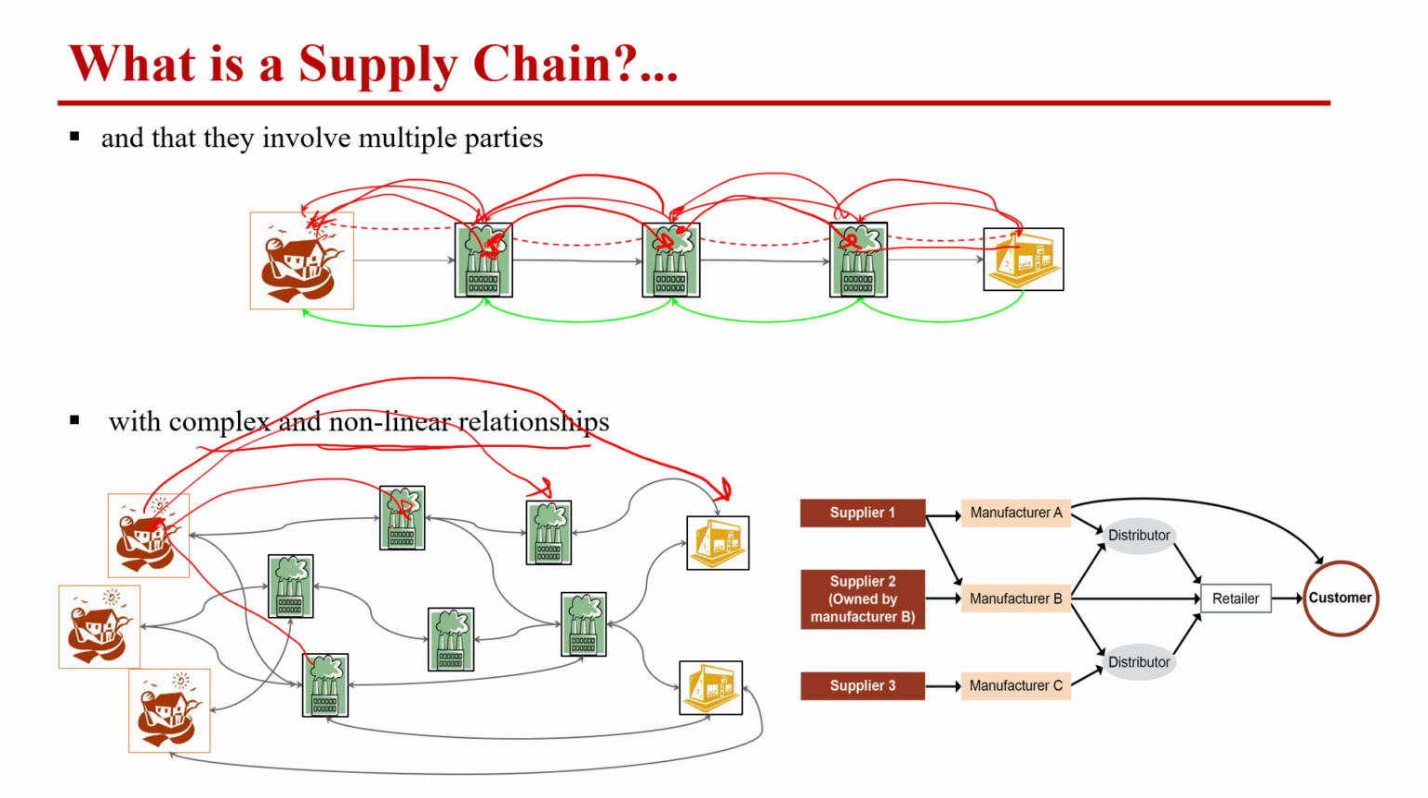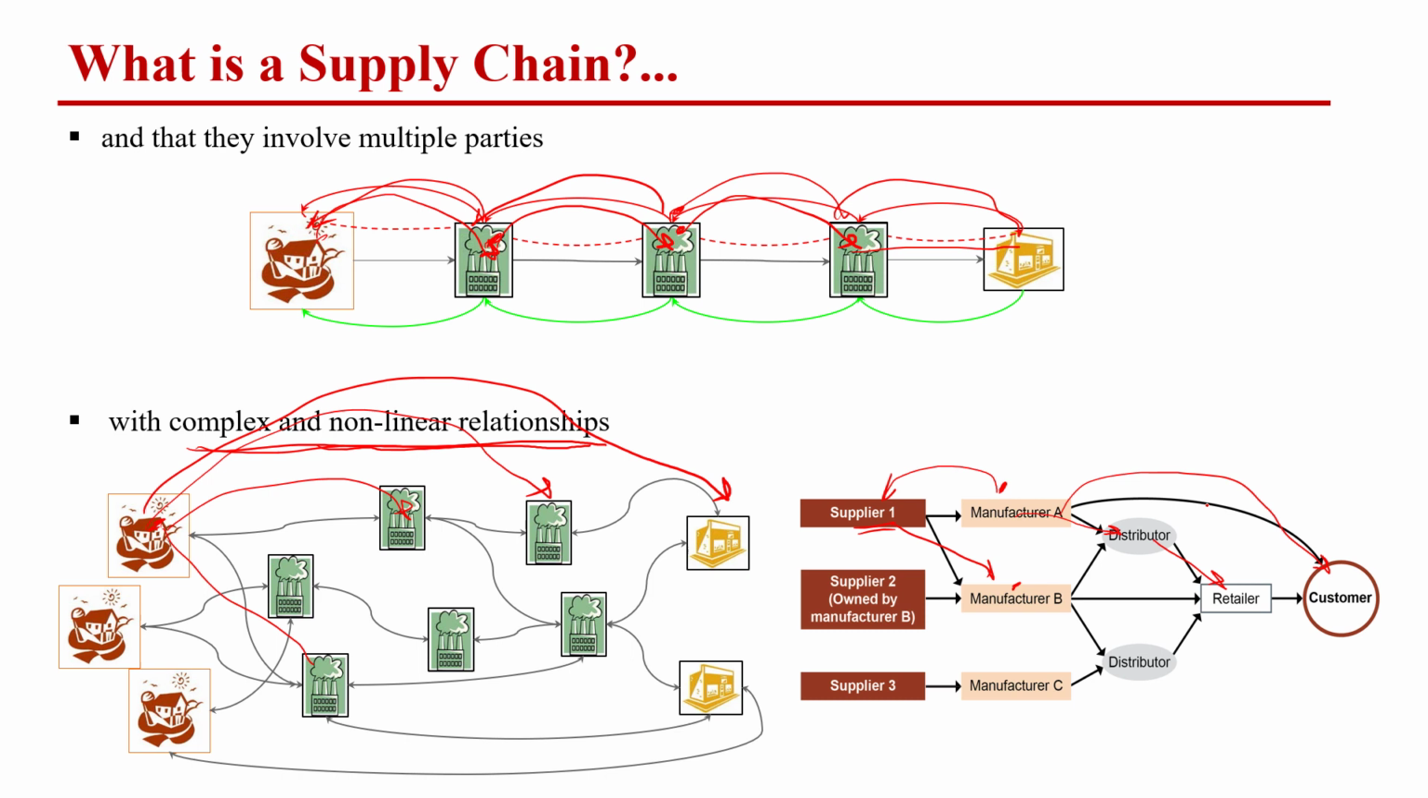So this is an example of a complex, non-linear relationship. In reality, a supply chain is quite complex and has non-linear relationships. As I am giving the example over here, if this is a manufacturer, they may have supplier one. Similarly, the same supplier is sending the product to manufacturer B. This manufacturer is sending the product to the distributor, or may be sending directly to the customer, and this distributor is sending to the retailer, and so on.